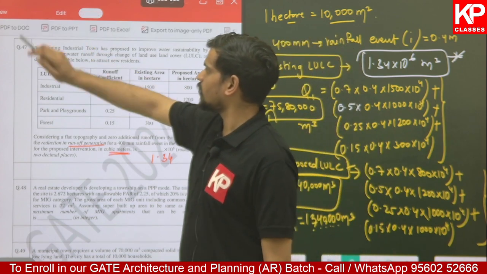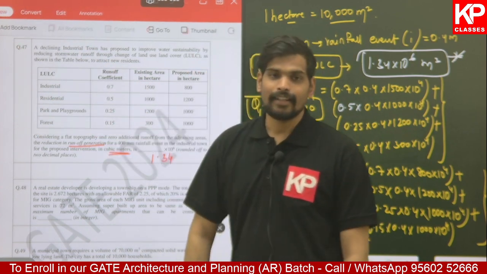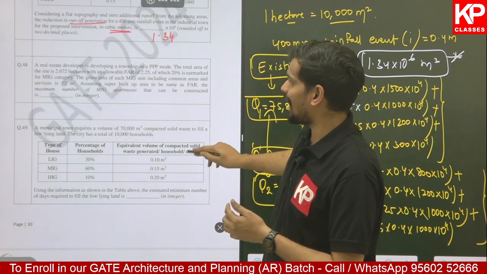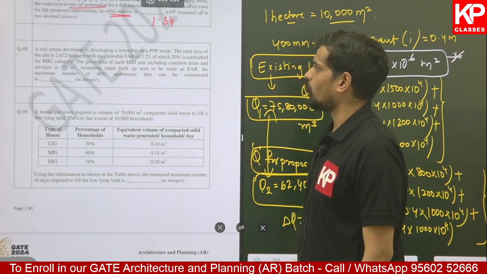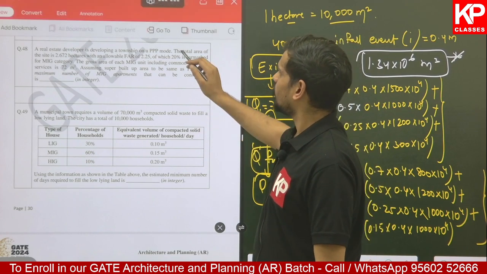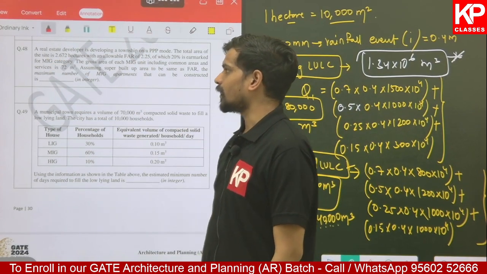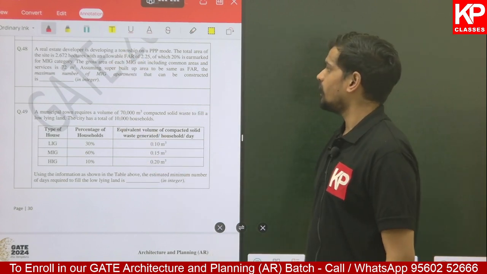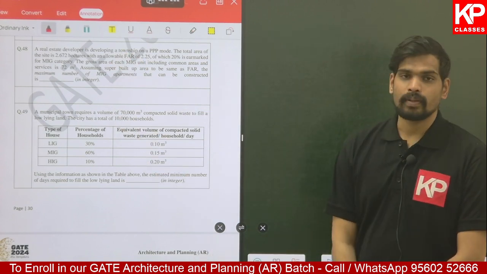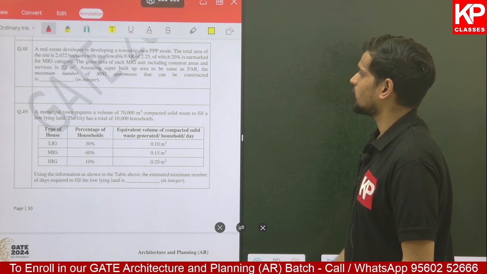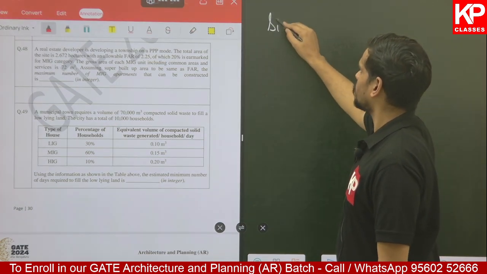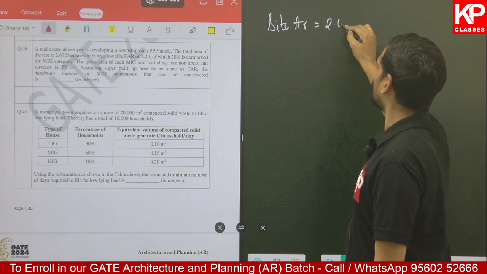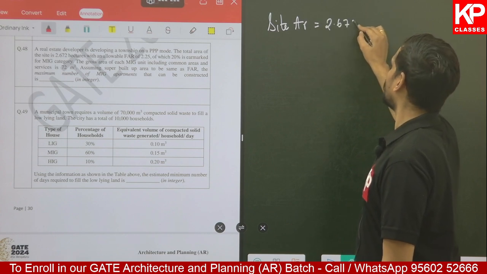The next question. So that's about this question on land use, land cover, landscape. It's basically based on quantity of runoff related to landscape architecture. The next question is again based on the housing part. A real estate developer is developing a township on public-private partnership mode, PPP mode. The total site area is given to be 2.672 hectares.